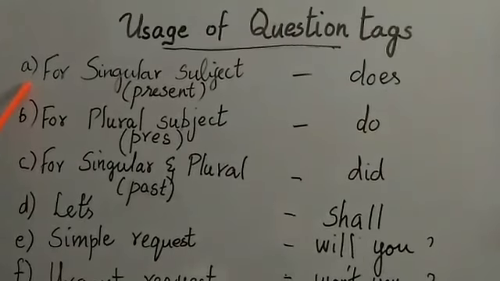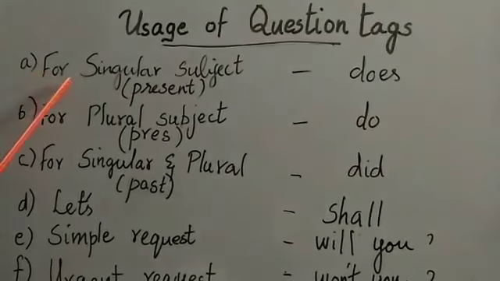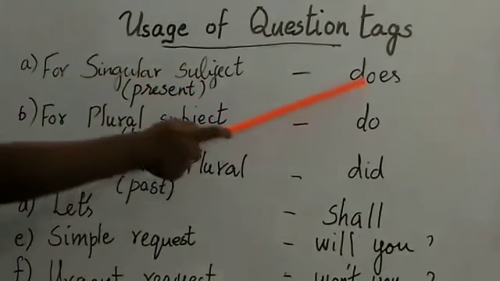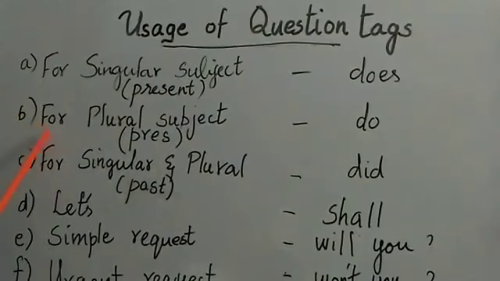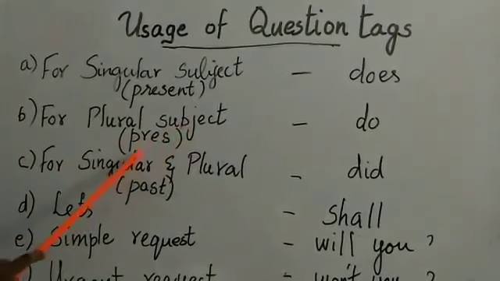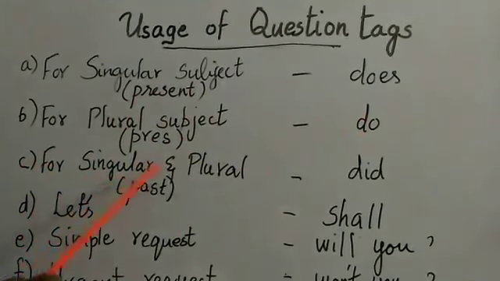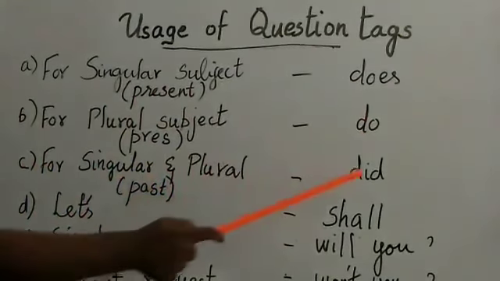Now we shall see the usage of question tags. A, you see on the board. For singular subjects, if it is present tense, we use does. B, for plural subjects, in the present tense we use do. C, you see, for singular and plural, if they are in past tense, we use did only.